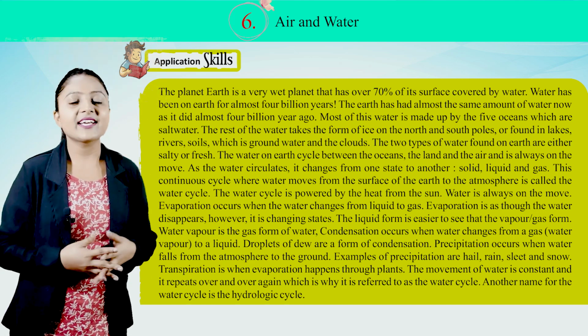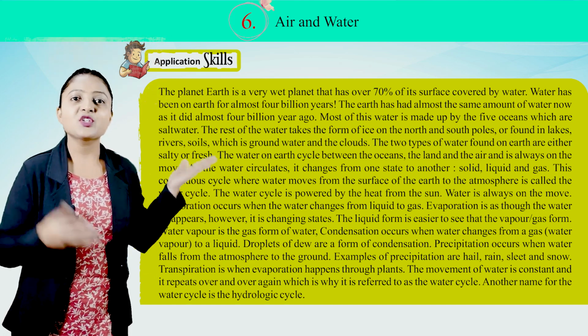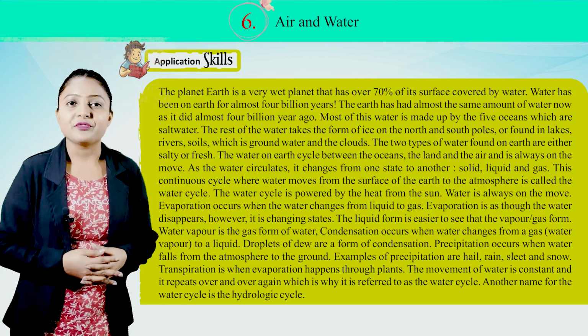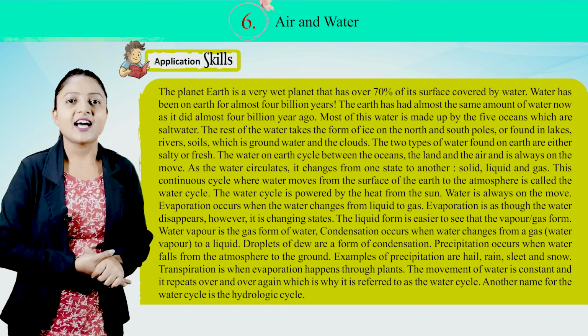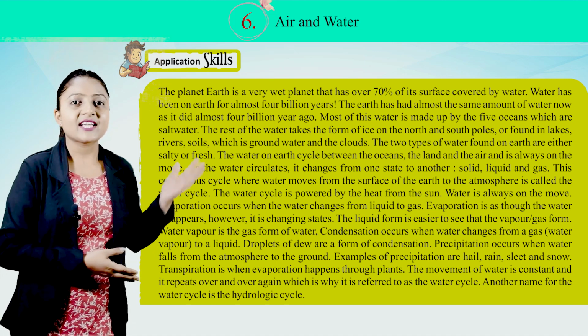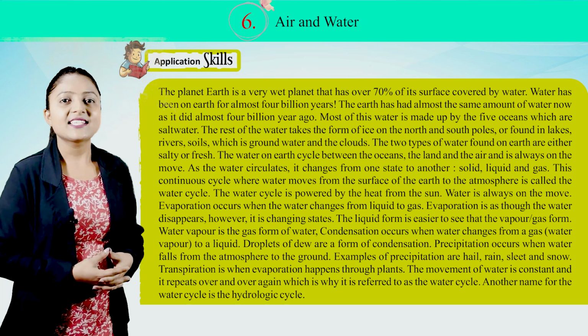The movement of water is constant and it repeats over and over again, which is why it is referred to as the water cycle. Another name for the water cycle is the hydrological cycle.